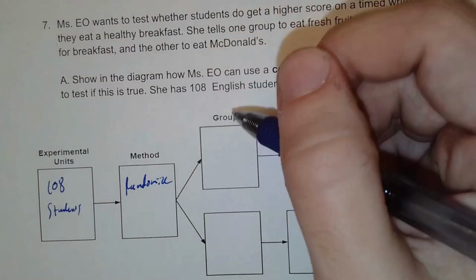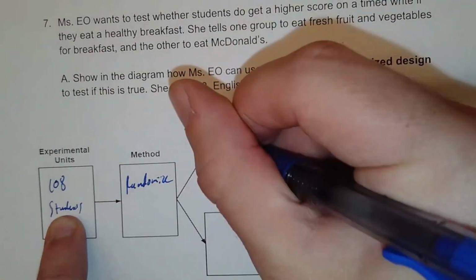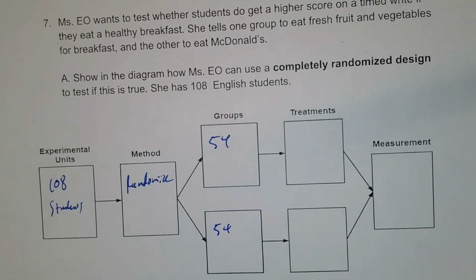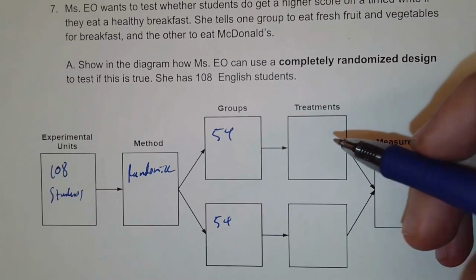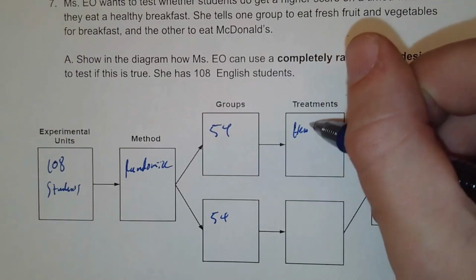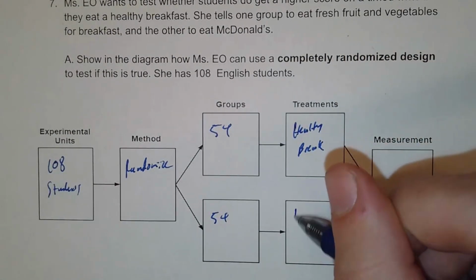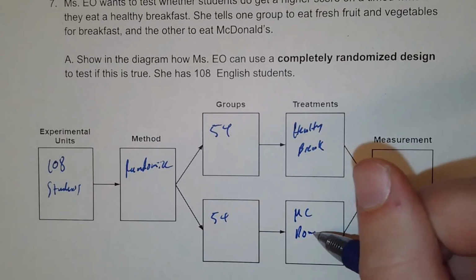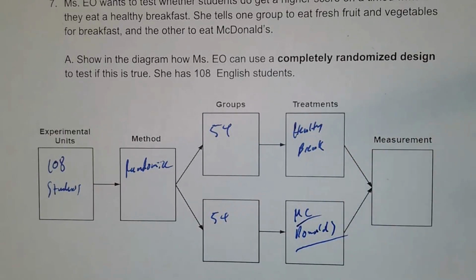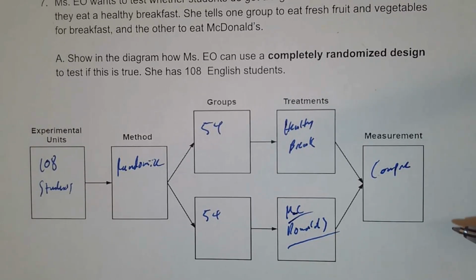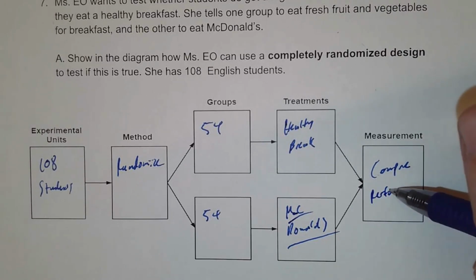Then we're going to divide that by 2. So we're going to have 54 up here, 54 down here. Then one treatment is going to be healthy breakfast, and then McDonald's. And then the measurement we just compare at the end. Compare performance, right, on time right.